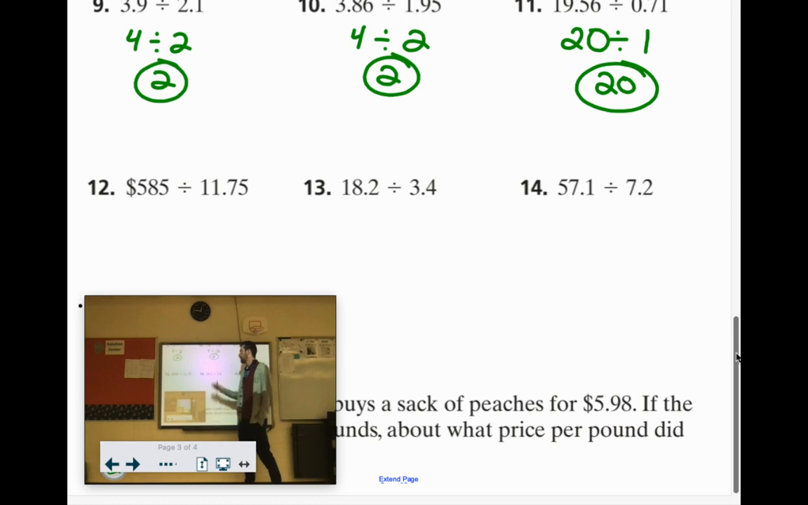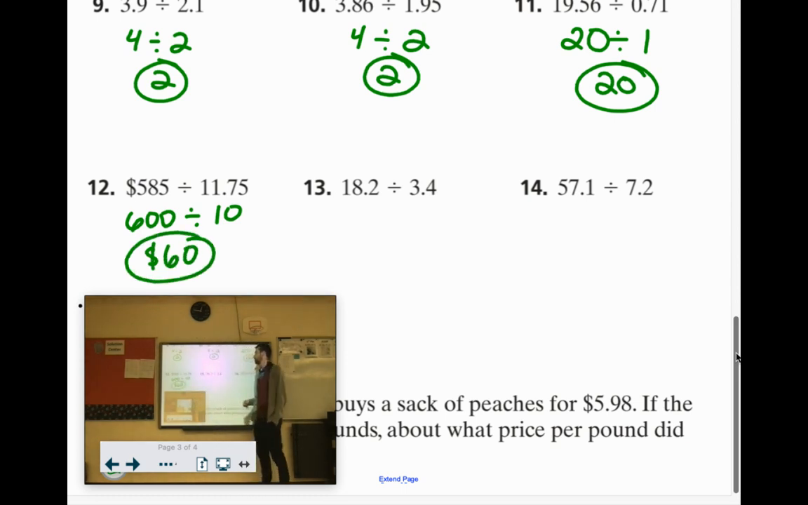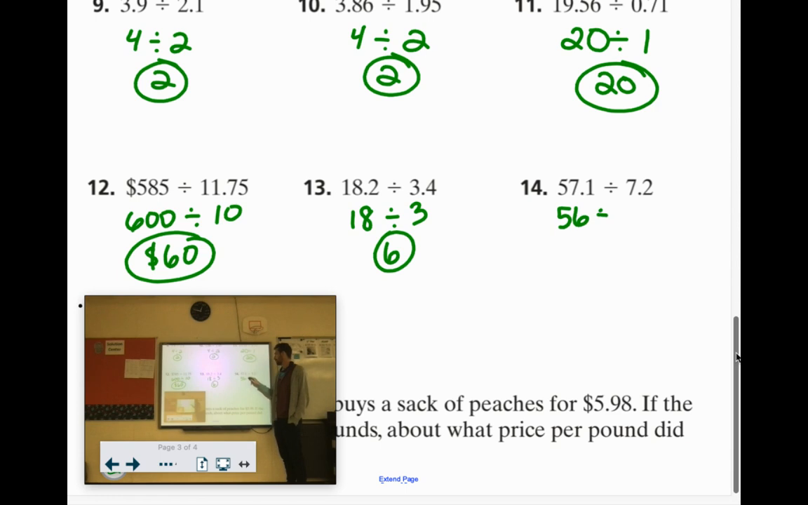$585 divided by 11.75. Well, let's think about some compatible numbers here. 585 is pretty close to 600. 11.75, pretty close to 10. And those are easy numbers to work with. $600 divided by 10 would be $60. We are getting estimates. 18.2 divided by 3.4. Well, 18 can divide by 3. That gives us 6. 57.1 divided by 7.2. Well, I know that 7 goes into 56. So we can make this 56 divided by 7, which is 8. Sweet.